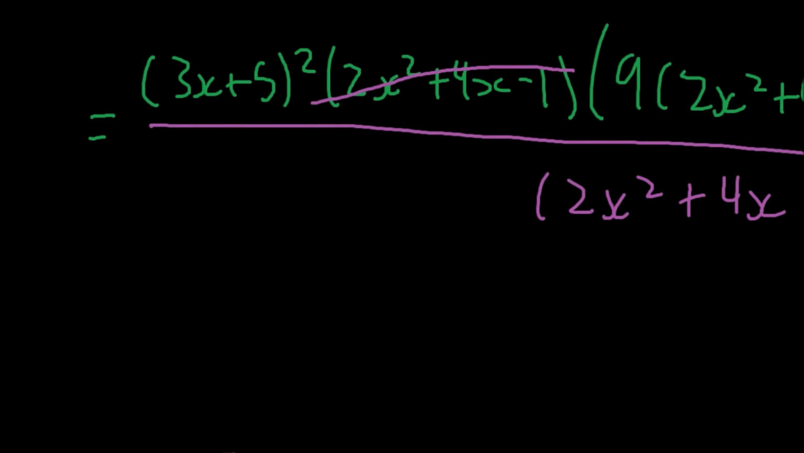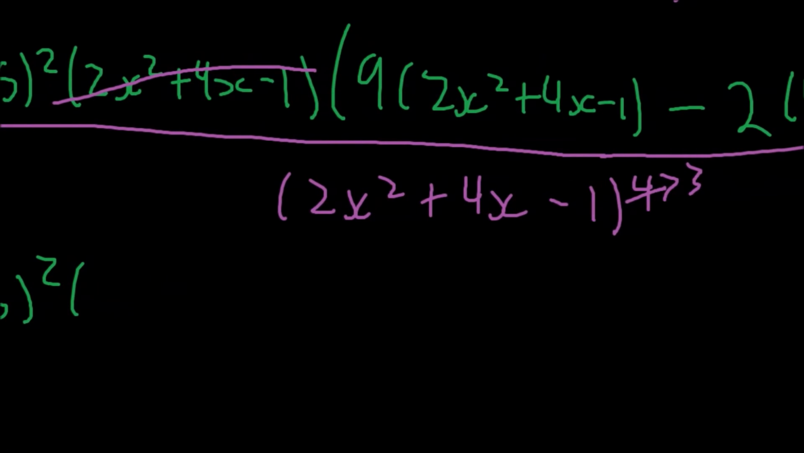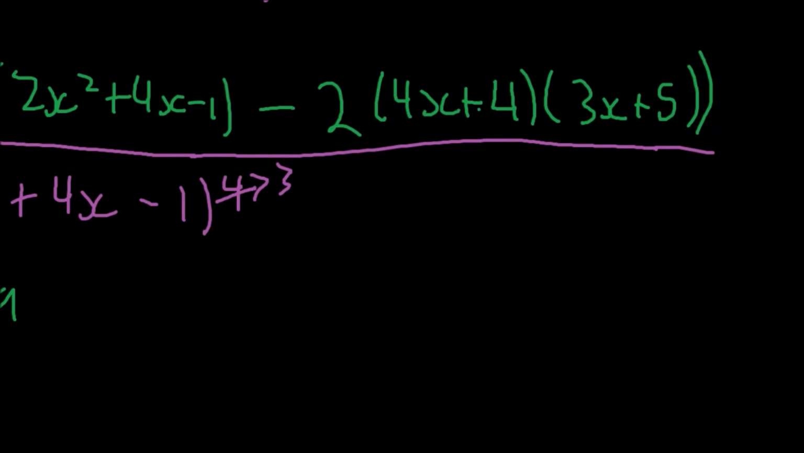Now we have this 3x plus 5. There's no easier way to do this. This is just always going to be that long and annoying process. Let's multiply this out. So the 9 goes into everything here. 18x squared plus 36x minus 9.